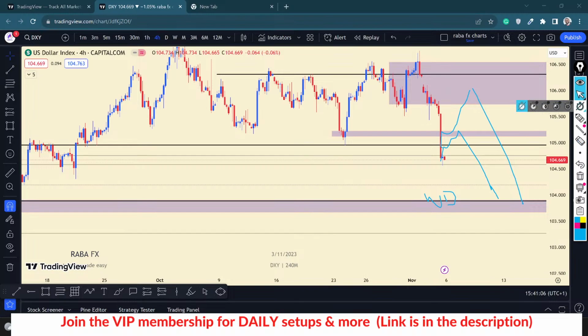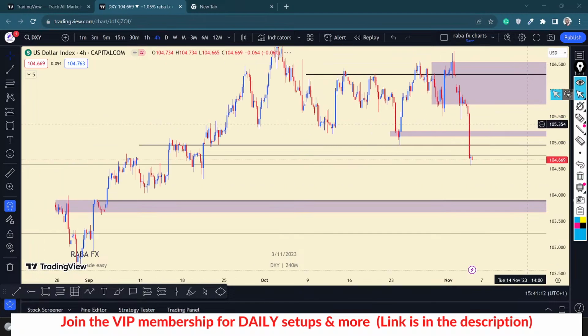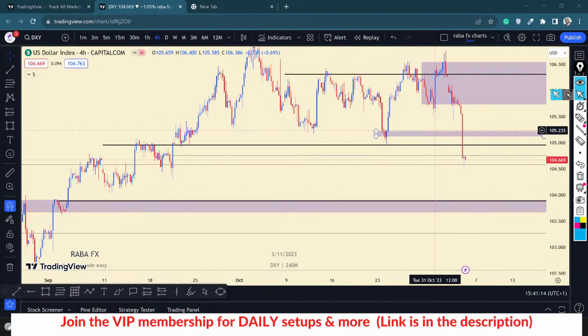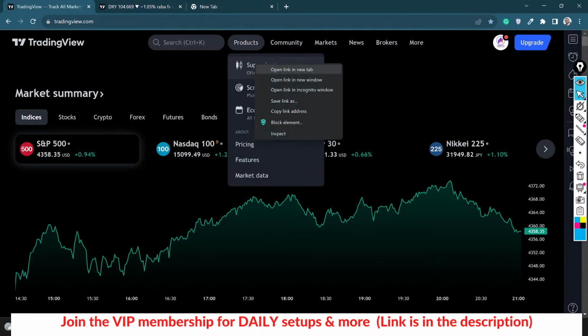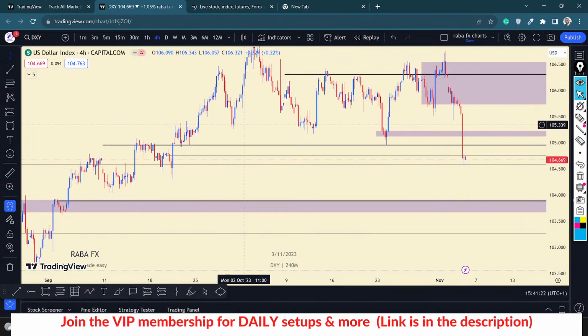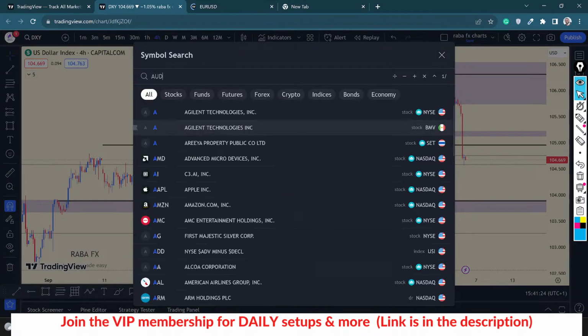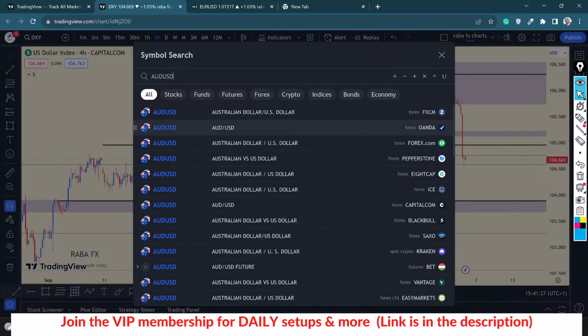All right, so DXY is bearish. DXY is bearish. So we are going to look at AUD USD next. Let's see. So let's look at AUD USD.